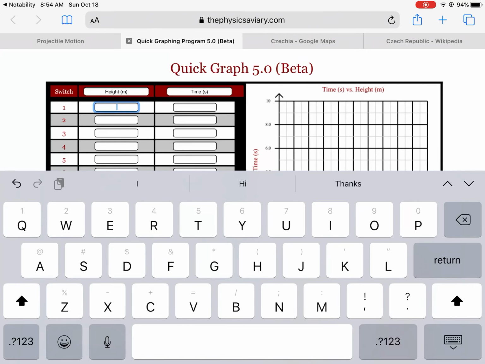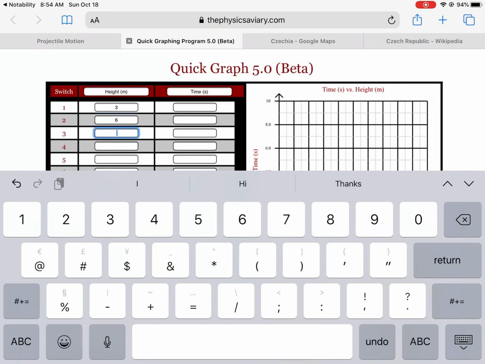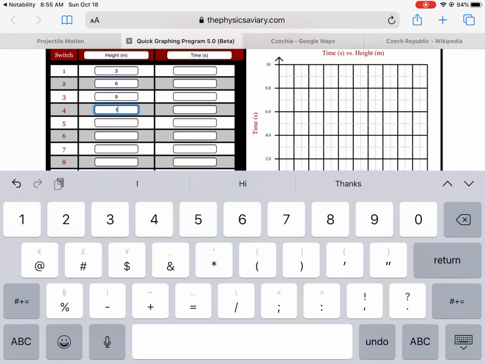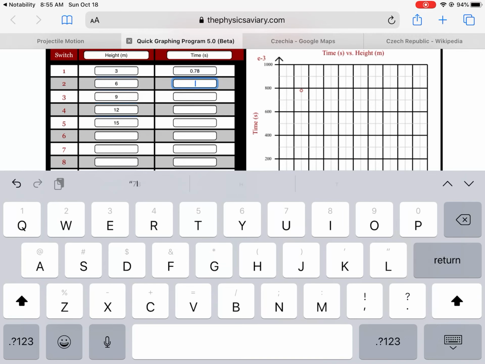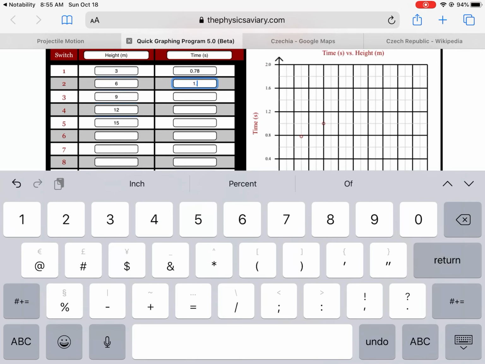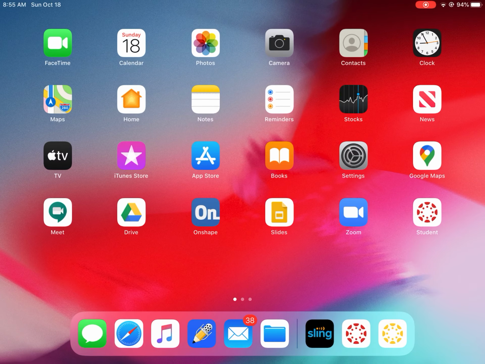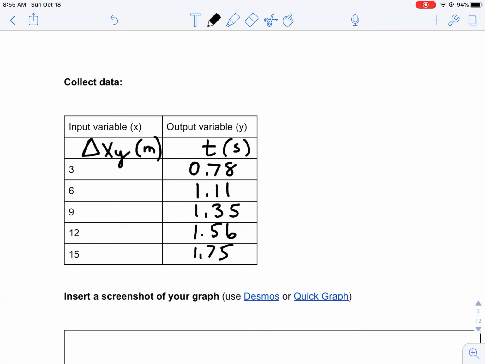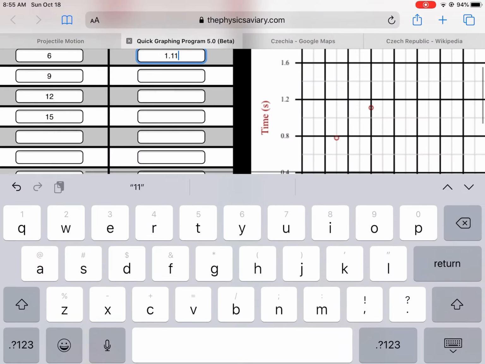Okay, and our heights were 3, 6, 9, 12, 15. And our times were 0.78 seconds, 1.11 seconds, 1.35 seconds, 1.56 seconds, 1.75 seconds.